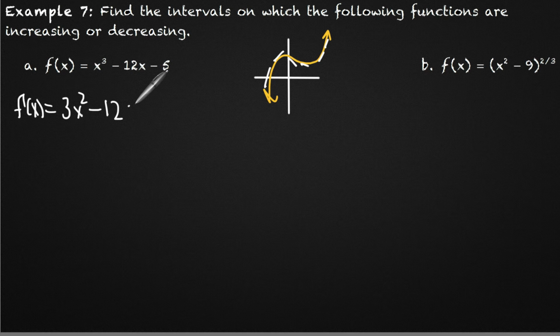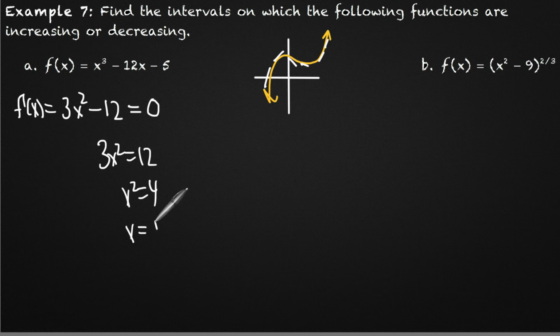What we want to do is set that equal to 0 to find our critical points, because that's going to tell us when the function's derivative is 0, which means on one side it's going to be negative and on the other side it's going to be positive usually. So 3x squared equals 12. X squared equals 4, x equals plus or minus 2.